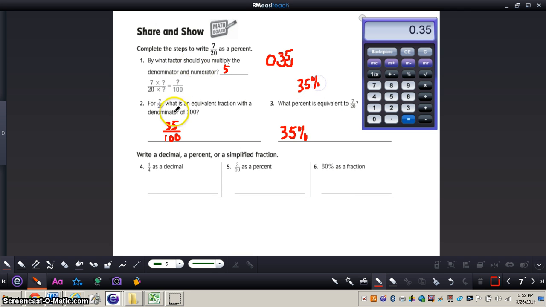Okay, so you can go through this process that I showed you, or you can even just divide that numerator by the denominator, giving you your decimal, then changing that decimal to a percent.